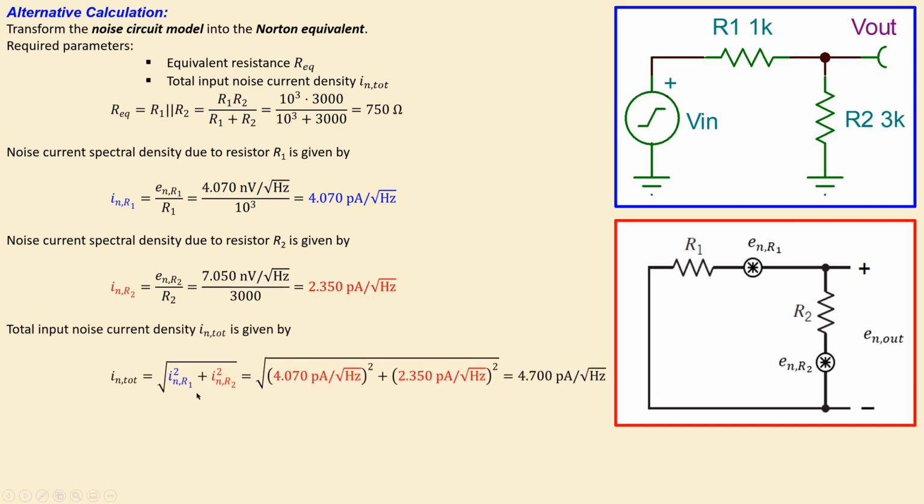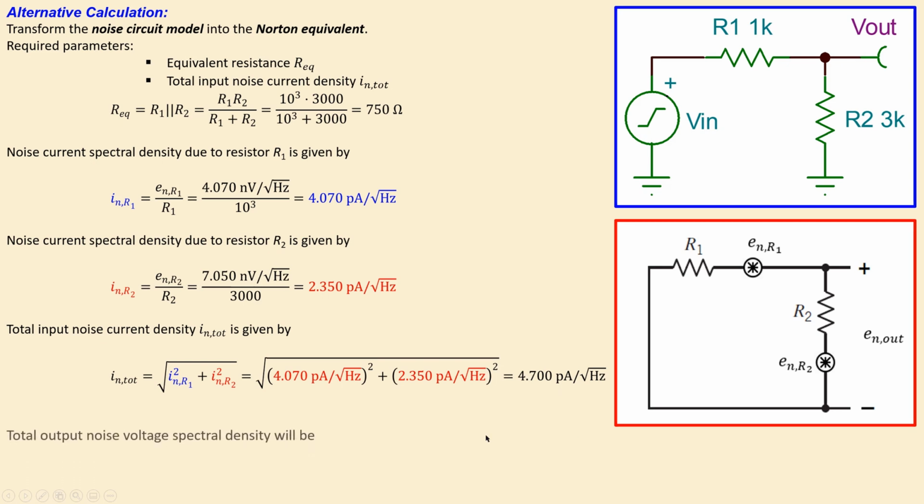Again, a very straightforward formula: square the values, add them together, and then take the square root. Just add them up and you will have the value here. That is very close to 4.7 picoamps per root hertz.